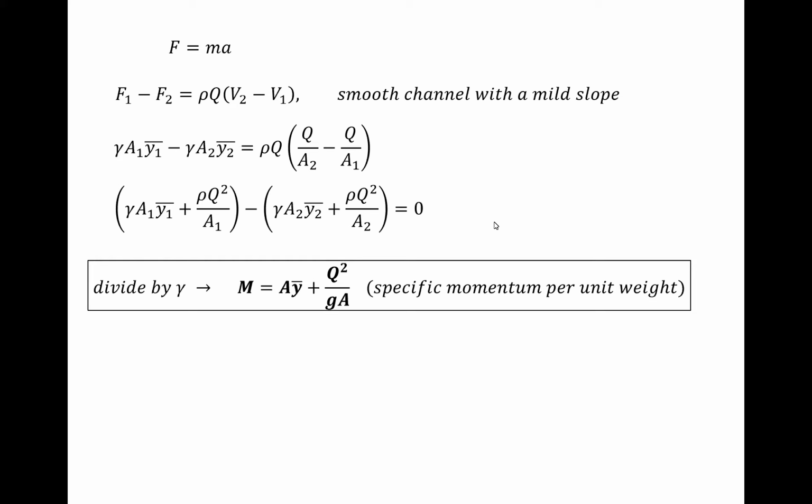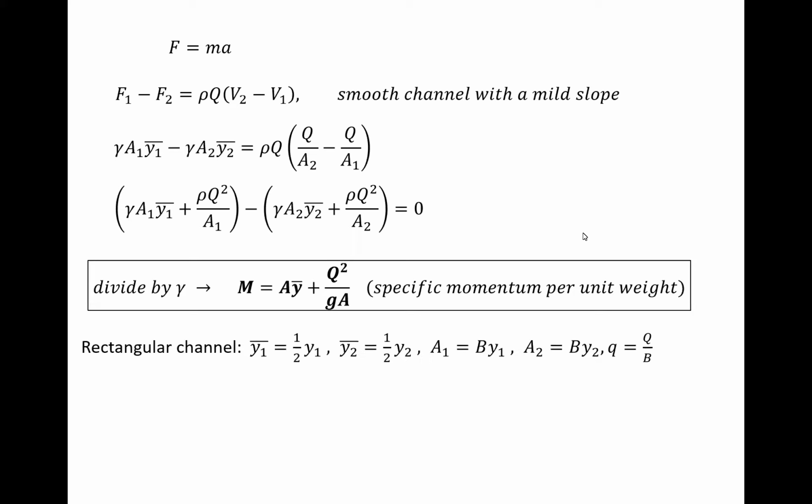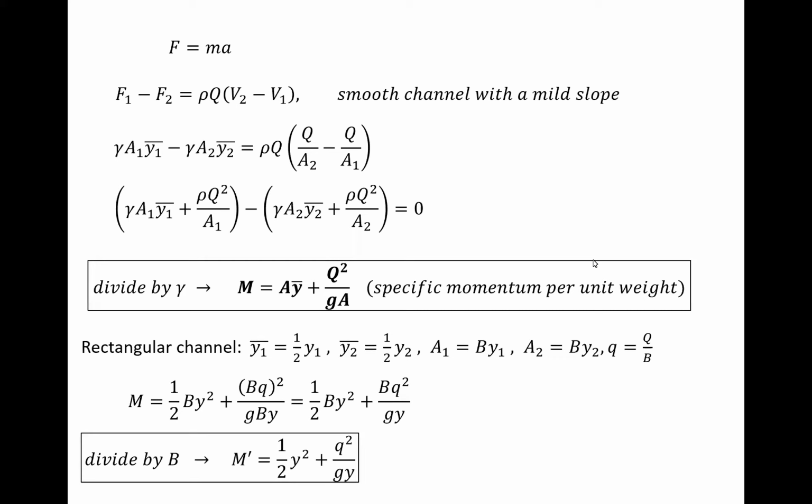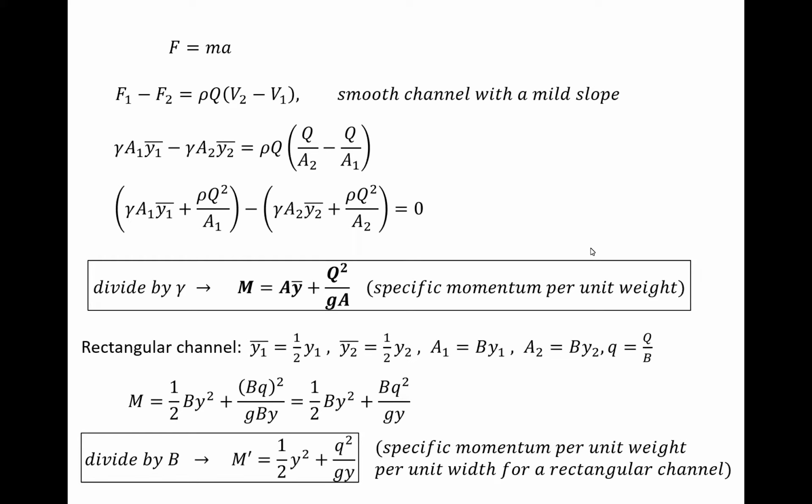Obviously, you can simplify this to rectangular channels, and you're going to end up with a simpler equation, and everything is translated into a small q. But this is, again, the general form for non-rectangular ones. For rectangular channels, if you do the math, it's a couple of steps, and we can get the specific momentum for rectangular channels. Just keep in mind, this is the specific momentum per unit weight, per unit width for a rectangular channel. So width and weight are divided and taken out of the equation.